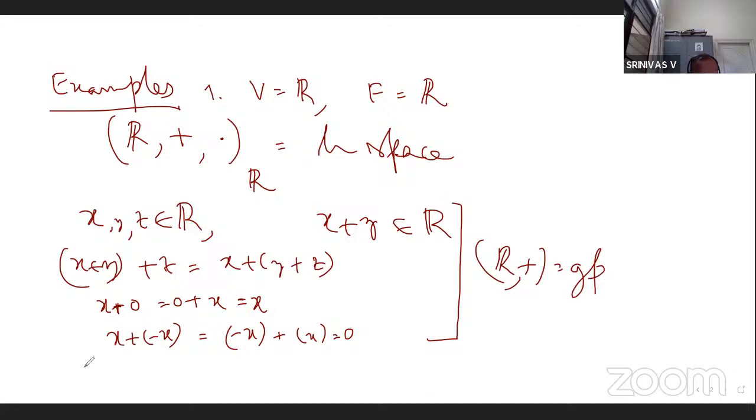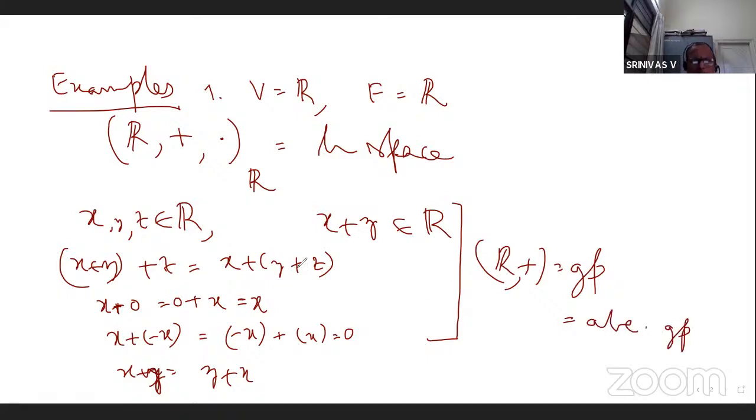We also know that x plus y is equal to y plus x for all real numbers x and y coming from R. This is commutativity of addition. The order in which you add is unimportant. Whether you add from right or from left, the ultimate sums are the same. So this is an abelian group.